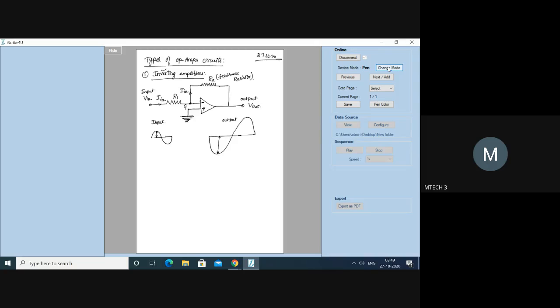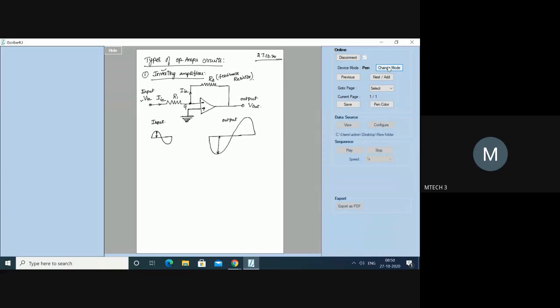Now V in is the input voltage, which passes through the resistor R1, and the input is connected to the ground. So this is called as G. Now observe, V in is connected to the operational amplifier. Are you understanding?